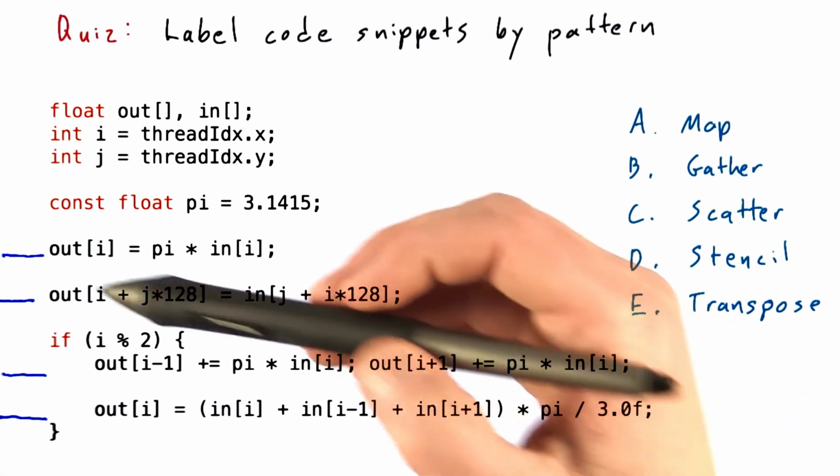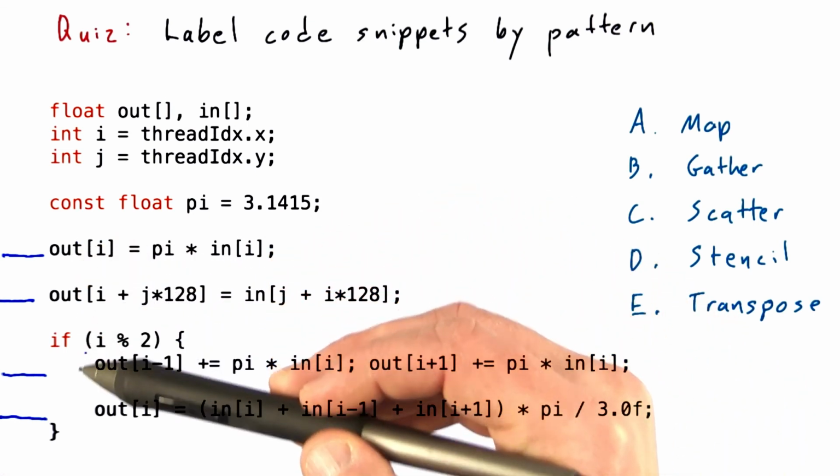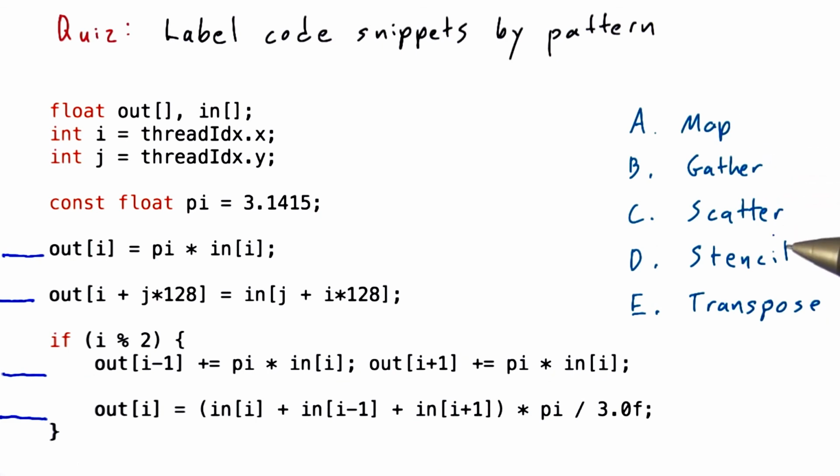So for each of these statements, each of these little code snippets, indicate whether it's a map, a gather, a scatter, a stencil, or a transpose.